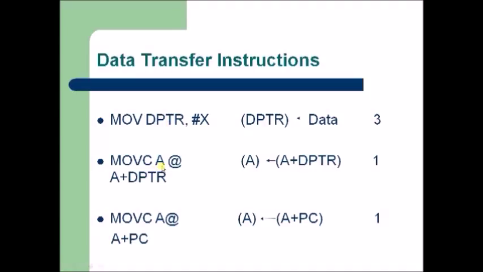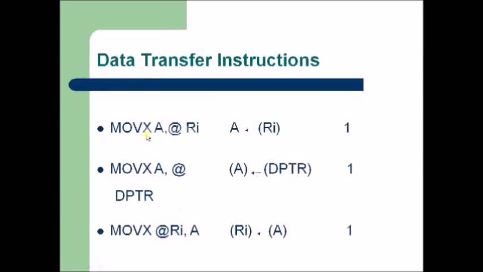MOVC A, @A+DPTR. Here the value present in DPTR along with the contents of A gets added, and that value is considered an address because it is preceded by the @ symbol. The value present at that address is copied into the accumulator register. And MOVC A, @A+PC is similar, the only difference being that the contents of PC get added with A, and the value at that address gets copied into A.